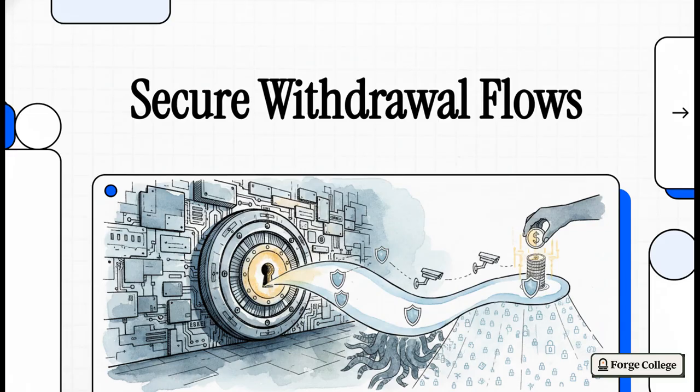Think of it like this. We're transitioning from building the walls of our digital bank to engineering a heavily fortified exit door. Today's explainer is all about designing secure withdrawal flows. We're going to break down the exact mechanisms you need to protect your users' funds while still giving them that buttery smooth experience they expect. Because let's face it, an impenetrable vault is completely useless if the actual owner can't get their money out, right?